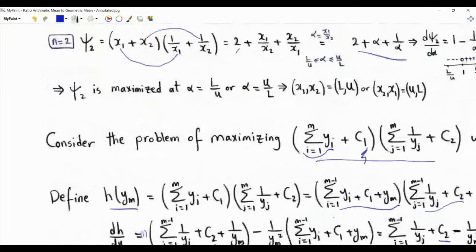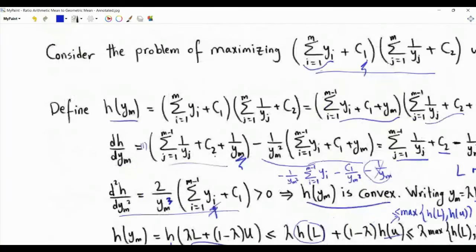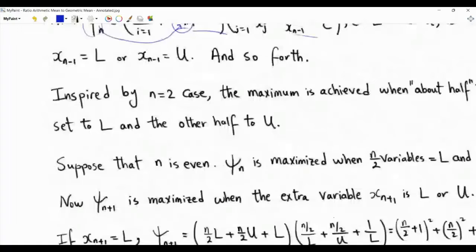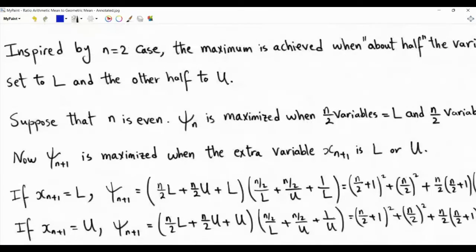So this gives a hint that we need about half of the variables to be set to the lower bound L and the other half to the upper bound u. Let's basically verify this. Suppose that n is even, and psi n is maximized when n over 2 variables are L and n over 2 variables are u. For example, we know already that if n is equal to 2, psi 2 is maximized when one variable is equal to L and the other is equal to u.